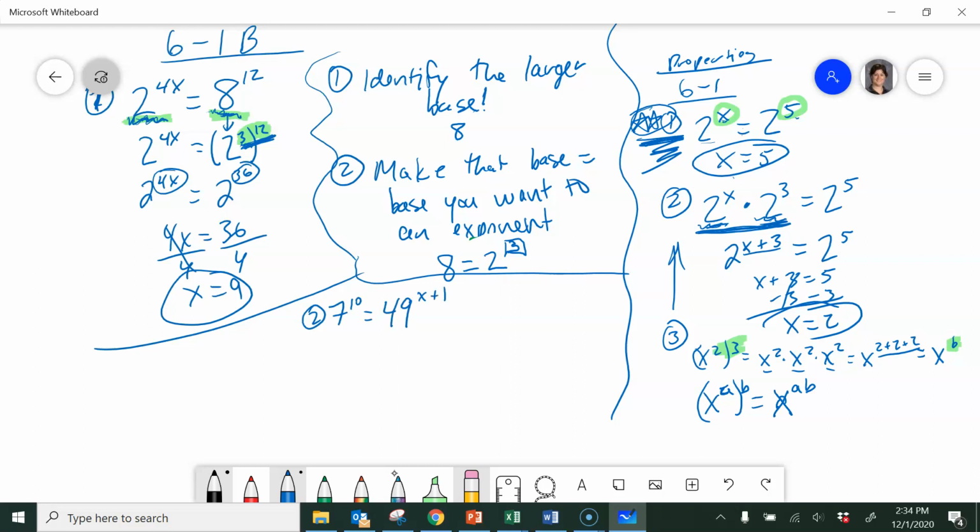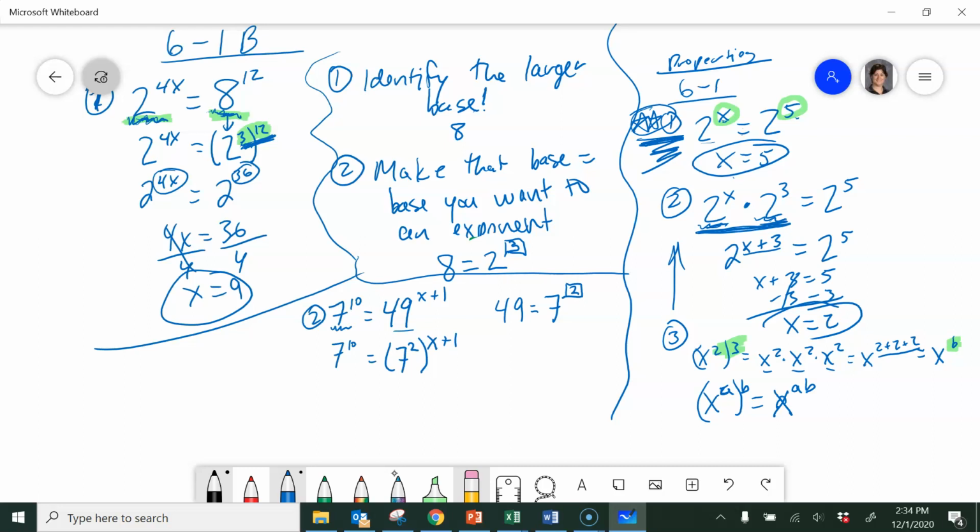Okay, the first thing I would do is again take the larger number, so the 49, and I need to set it equal to the base that I want, which is 7, to some exponent. So again, I think about 7 times itself. How many times is 49? Well, 7 times 7 is 49, so squared. Okay, so my first step is the same as what we just talked about. I changed 49 to 7 squared.